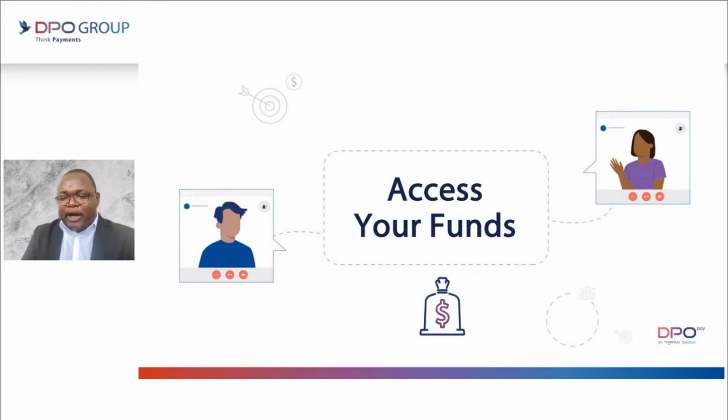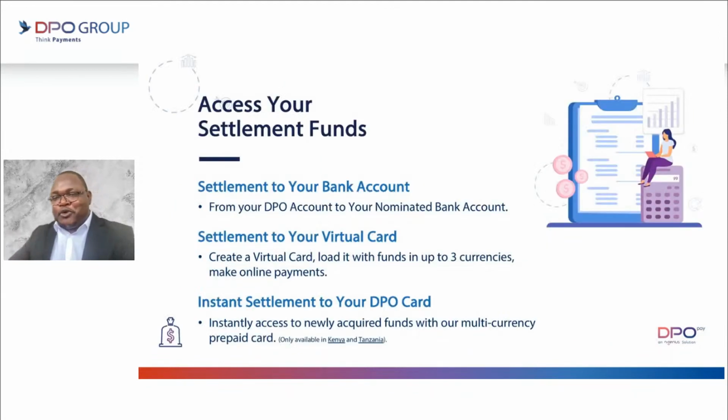And lastly, I spoke about the golden question. I know that most of you are asking, then how do I receive my funds? You can access your settlement funds primarily to your bank account. So you can give us your nominated bank account, and DPO is able to settle to your bank account. We can also settle to virtual cards. If you want to access your money, you can create a virtual card from the DPO system. You load it with the funds in up to 3 currencies, and you can use it to make payments.